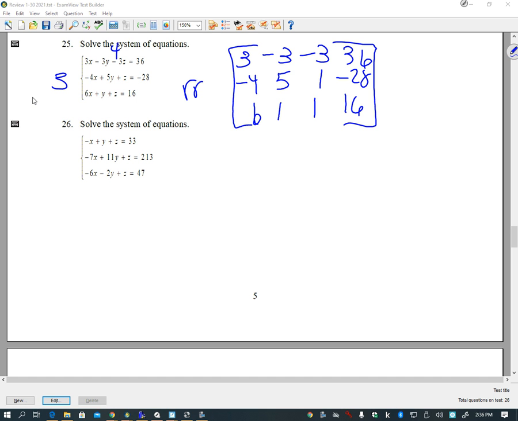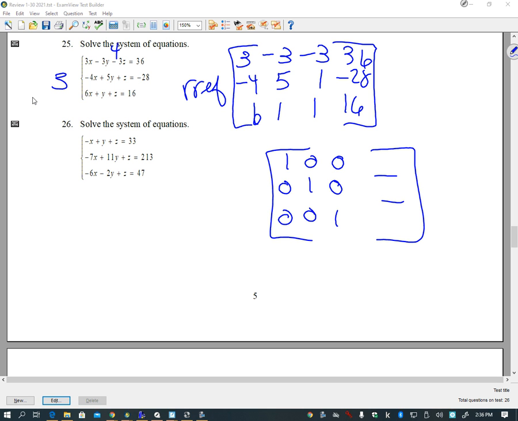And out over here, you're going to say RREF, and then you're going to show me what you get. And it should give you an identity matrix. It'll look something like this, followed by 3 numbers over on the far right-hand side that will represent X, Y, and Z. Okay? That's what your work is going to look like. Do you guys know how to do this? Or do you need to see it?